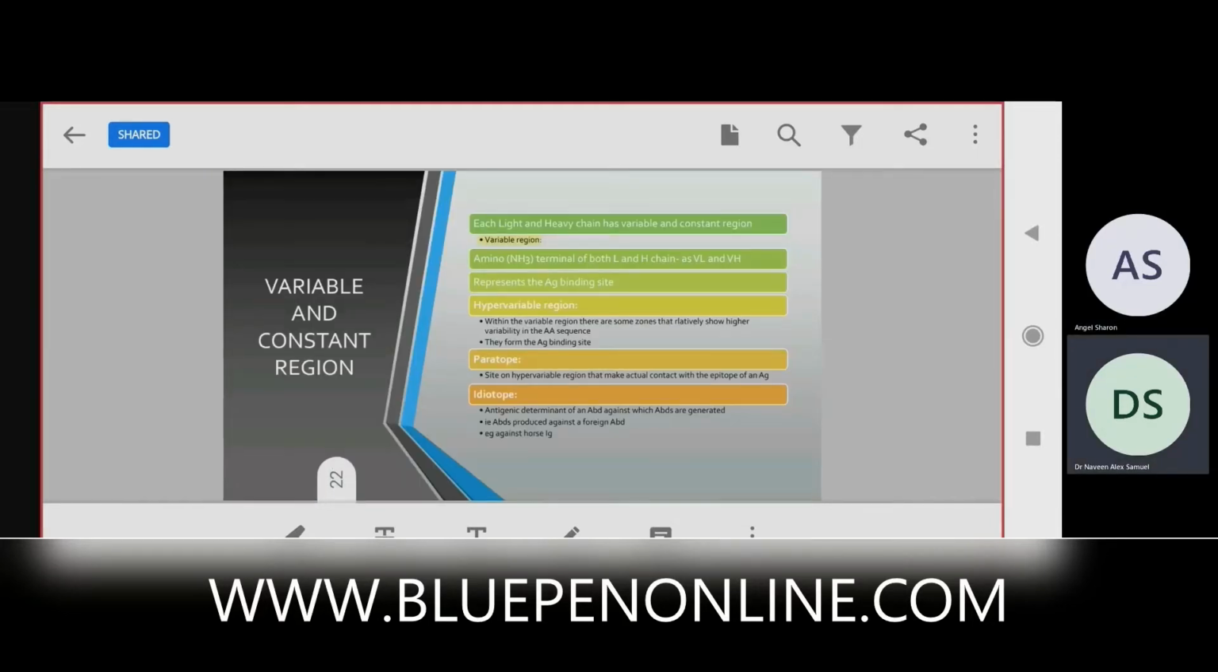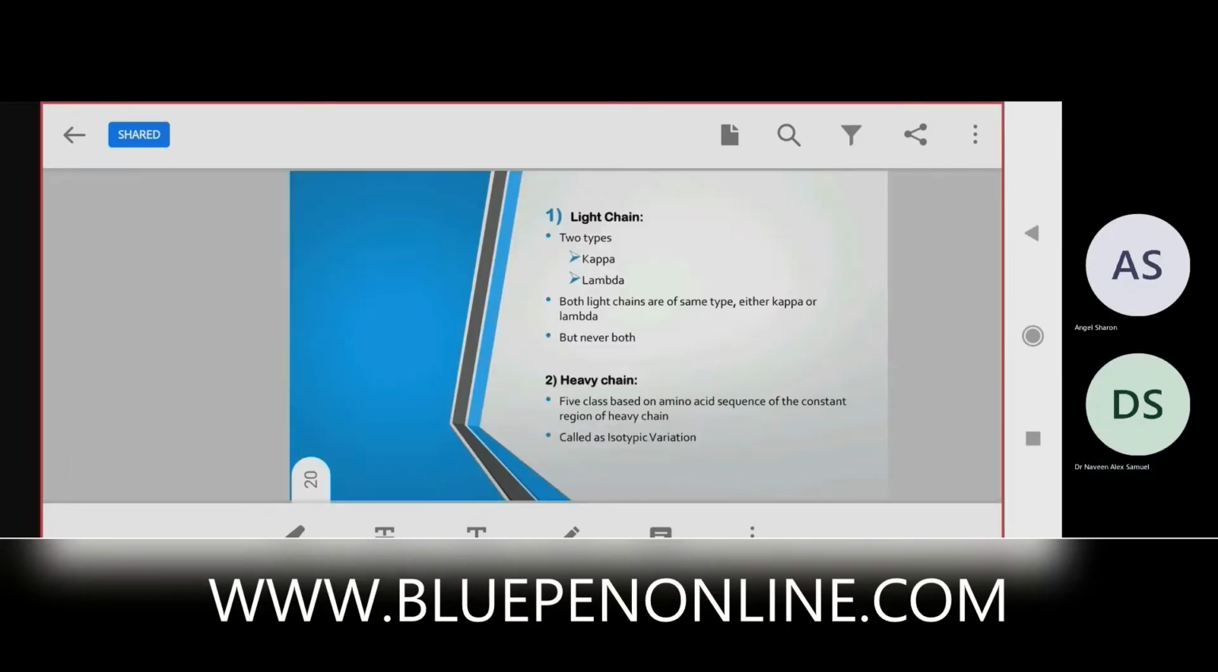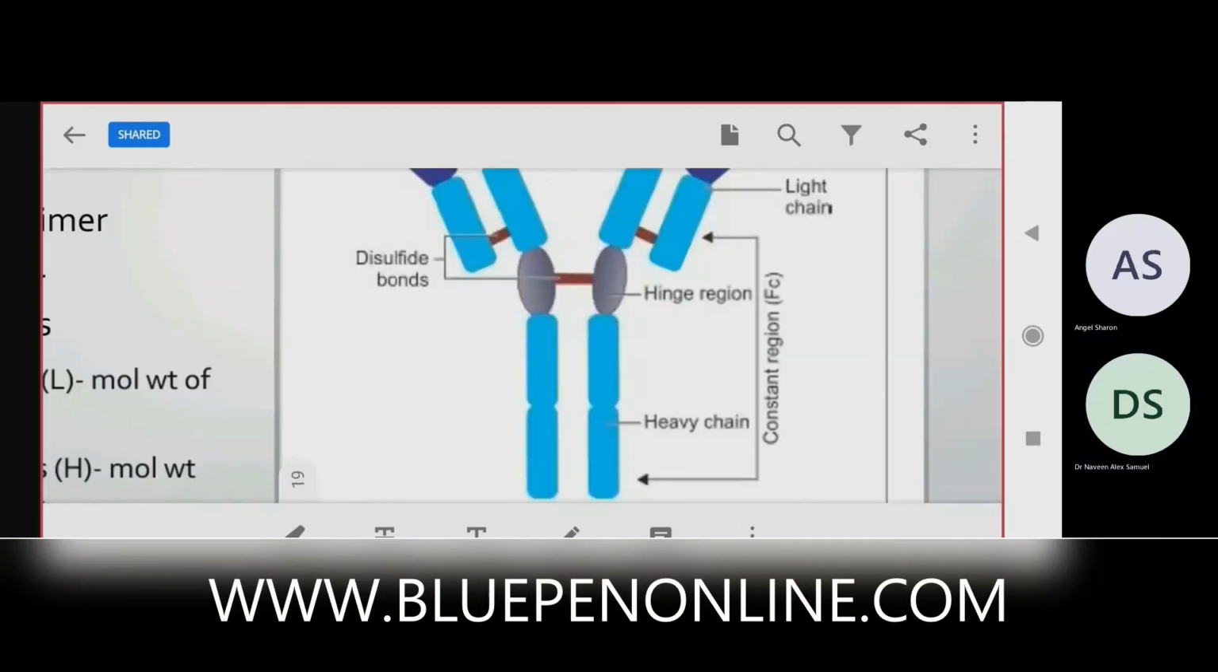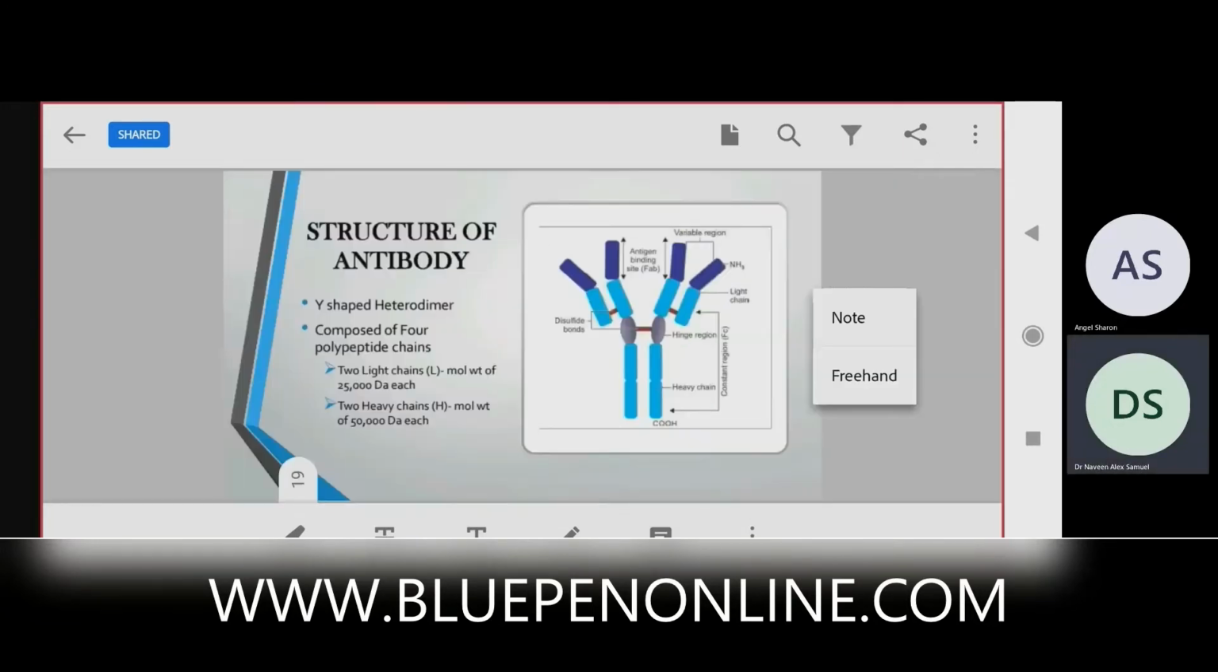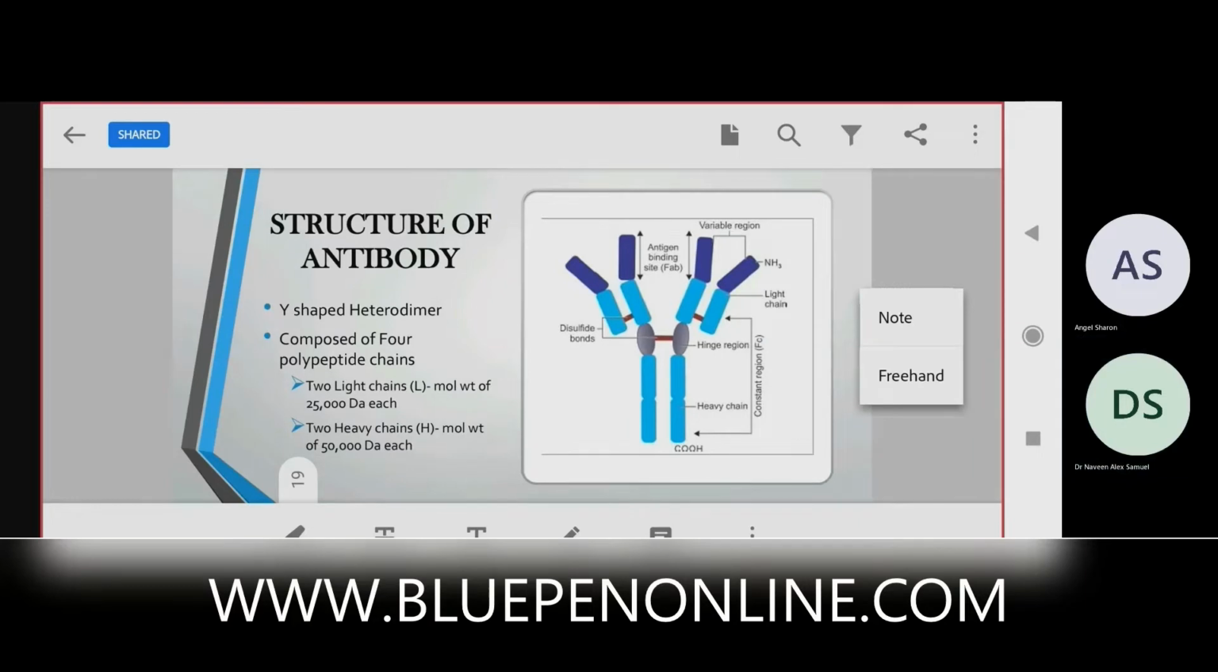So variable and constant. This light chain and heavy chain each has 2 regions: a variable and a constant region. The variable region is the amino terminal end, and both the light chain and heavy chain have it, as variable light chain and variable heavy chain. So the amino terminal end, you write the above part. So you see in the antibody, this amino terminal end. This is the light chain.